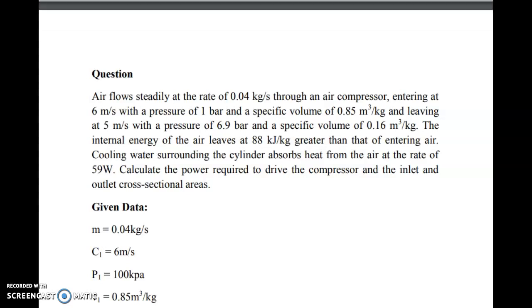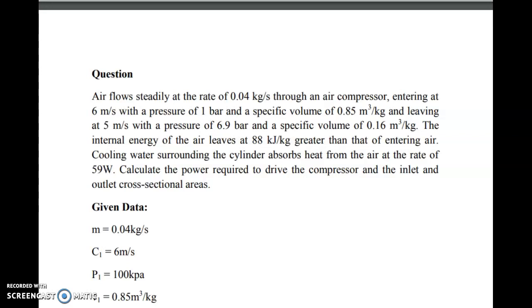Air flows steadily at the rate of 0.04 kg per second through an air compressor, entering at 6 meter per second with a pressure of 1 bar and a specific volume of 0.85 meter cube per kg, and leaving at 5 meter per second with a pressure of 6.9 bar and a specific volume of 0.16 meter cube per kg. The internal energy of the air leaves at 88 kJ per kg greater than that of entering air.